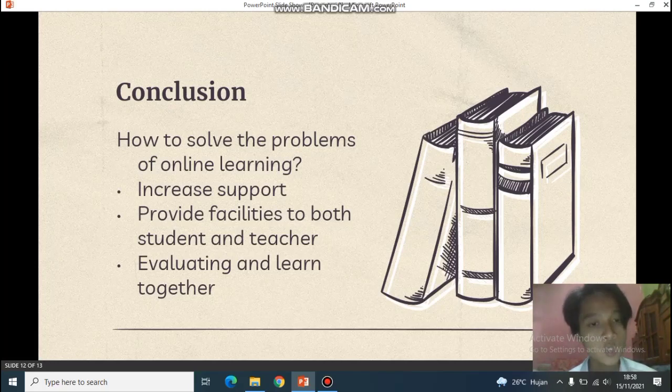really increase the support to the school, especially since the pandemic happened in 2019 or 2020, early 2020, since COVID-19 has spread larger than before. And the second is provide facilities to both student and teacher. What kind of facilities? Basically the facilities to do the online learning, from the media, from the tools, from the smartphone, or maybe, I don't know, laptop, if it is possible.